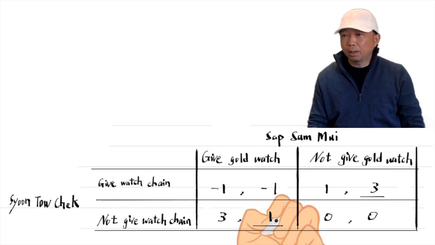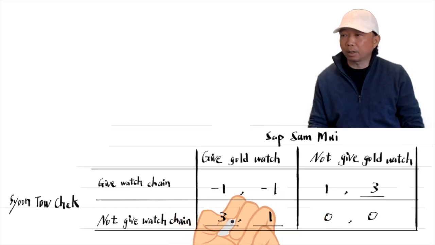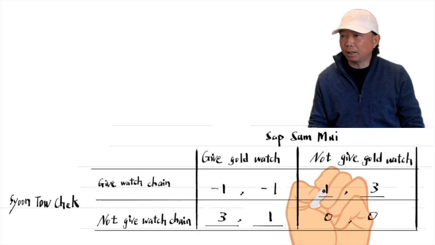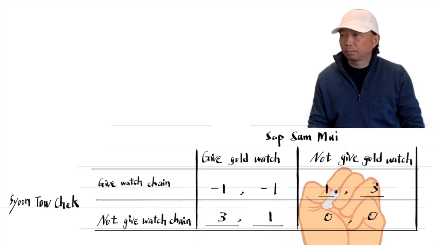Then we consider 船頭尺's best choices. If 13枚 gives him the gold watch, his best response is to keep the matching watch chain, because that gives him a payoff of 3. If he also gives a gift, he would get a lower payoff of -1. If 13枚 does not give a gift, his best choice is to give the watch chain, because that gives him a payoff of 1, which is higher than the other option, 0. We underline 船頭尺's best payoffs too.